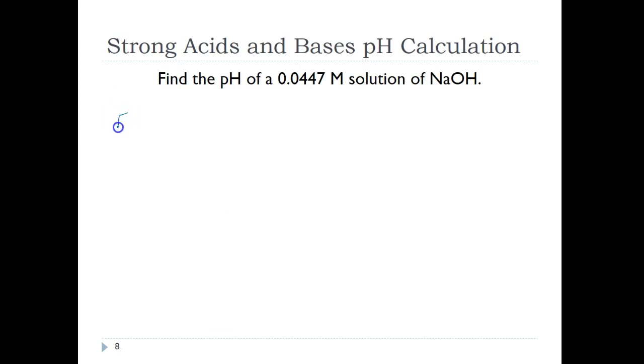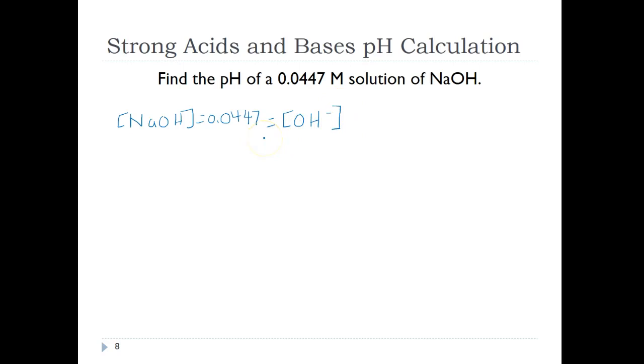So I know the molarity of sodium hydroxide is 0.0447. Well, sodium hydroxide is one of the 6 strong bases that was listed, so I know that it dissociates into Na plus and OH minus completely. So all of the sodium hydroxide is now Na plus and OH minus. Of those 2 ions, the one that is most helpful to me in determining pH is hydroxide ion.